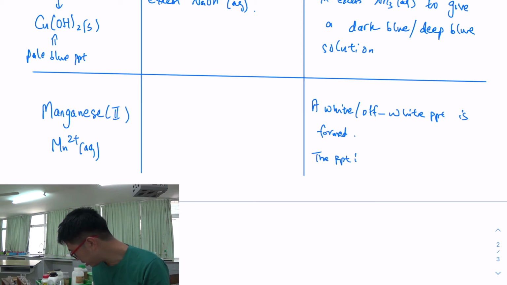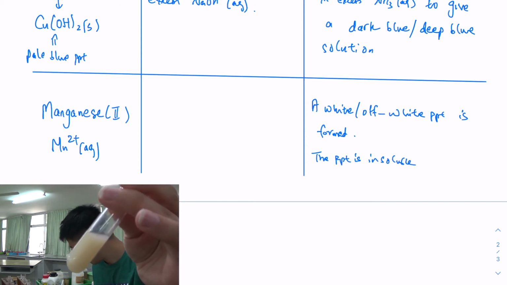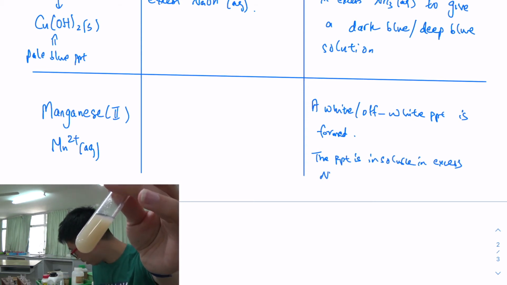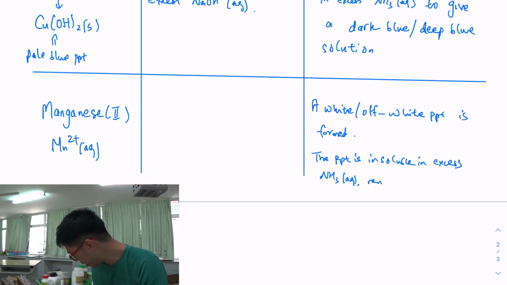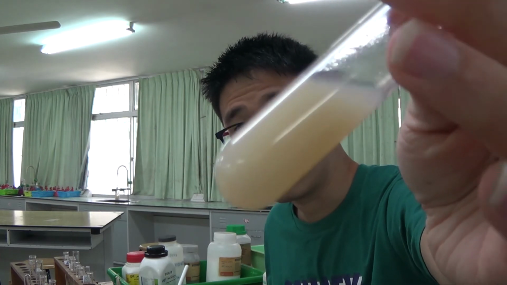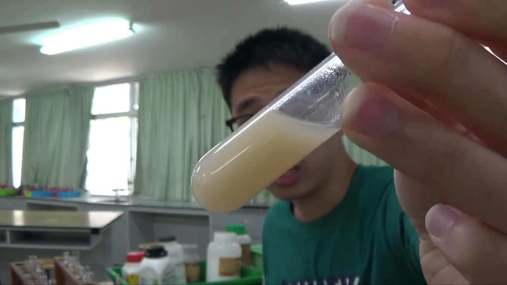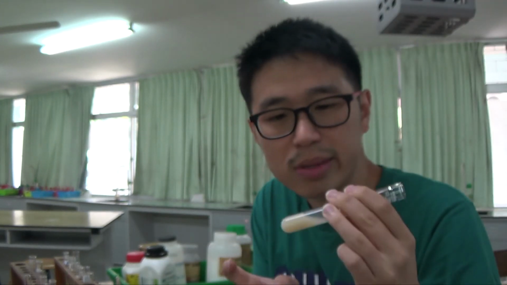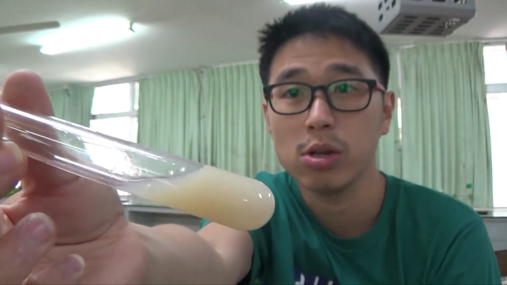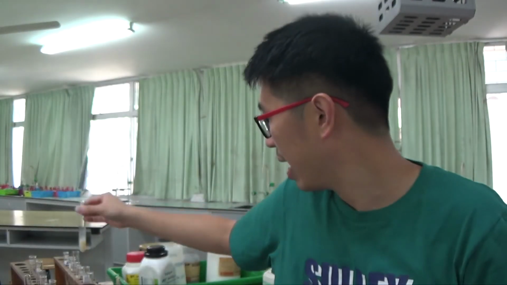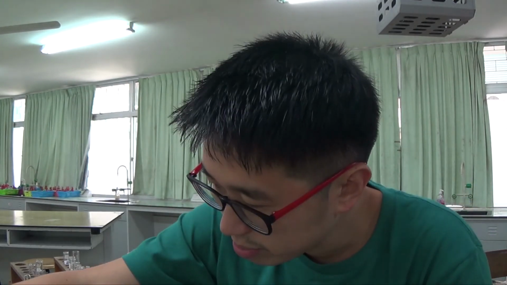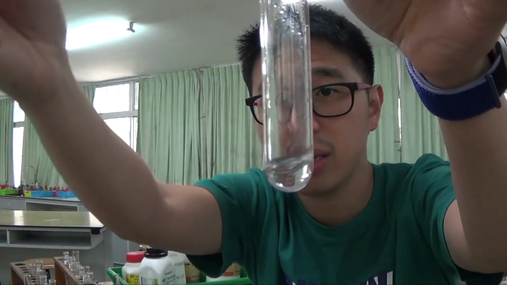The precipitate is insoluble in excess NH3 aqueous. It remains off-white. Some people will call this coffee color. It's a bit creamy actually, so it looks creamy instead of white. Anyway, I'll just finish off the last test on manganese 2+, which is to add sodium hydroxide. So I'll start by adding a little bit of sodium hydroxide first.